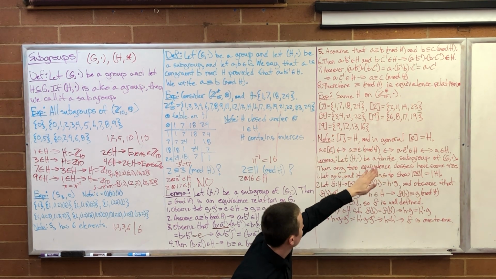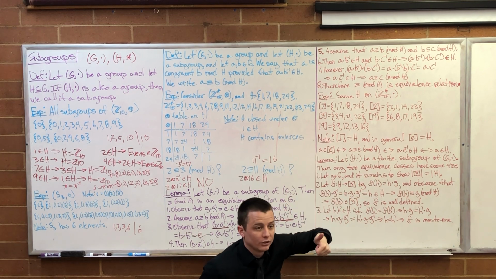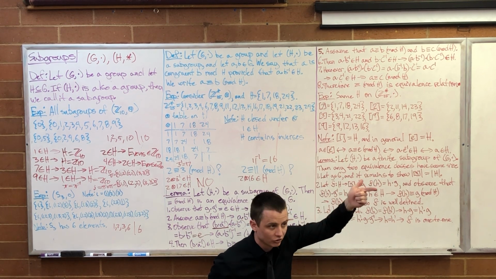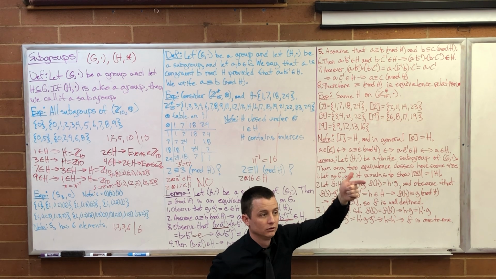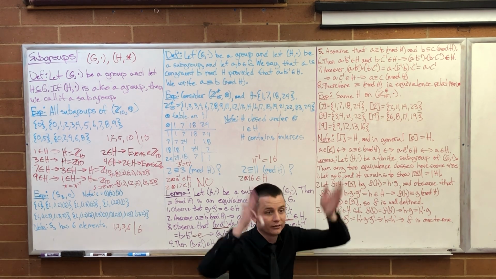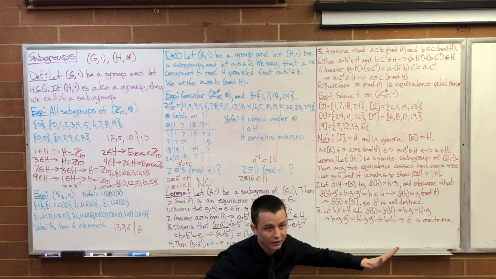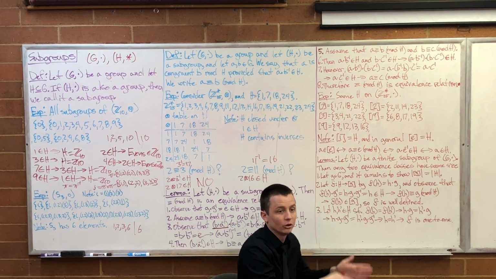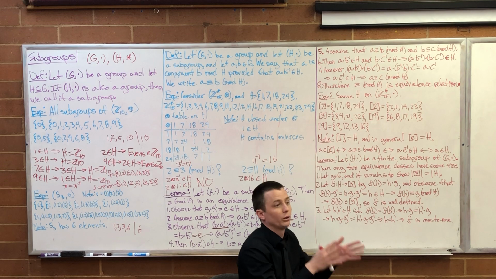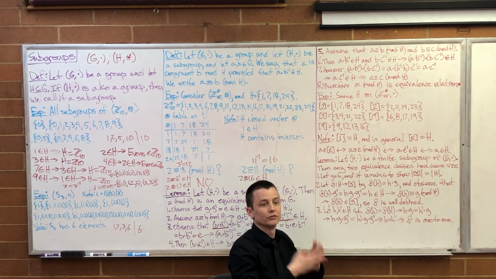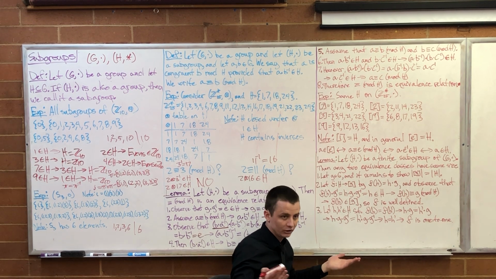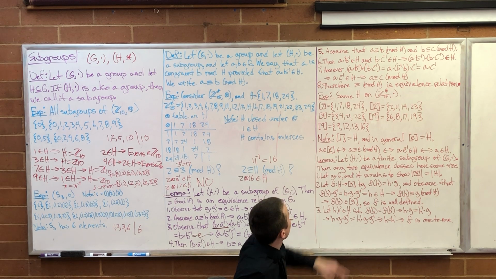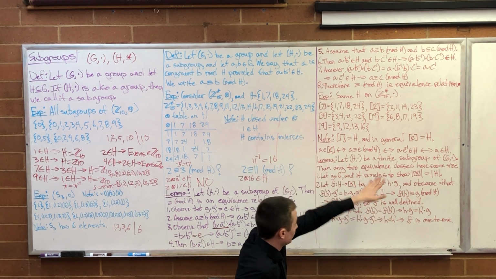How am I going to do that? I'm going to pick a random equivalence class and show it's the same size as H. Therefore, every equivalence class is the same size as H, therefore they're all the same size. That's what we're showing.